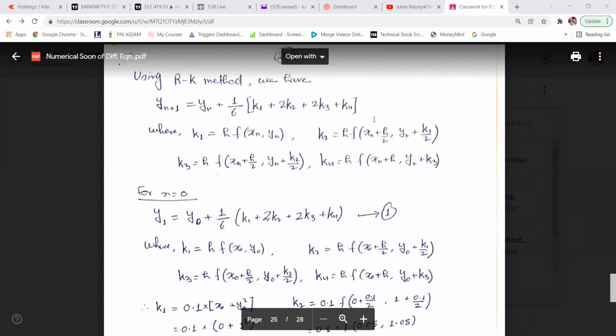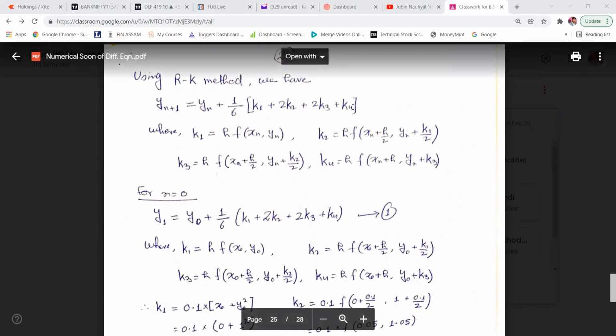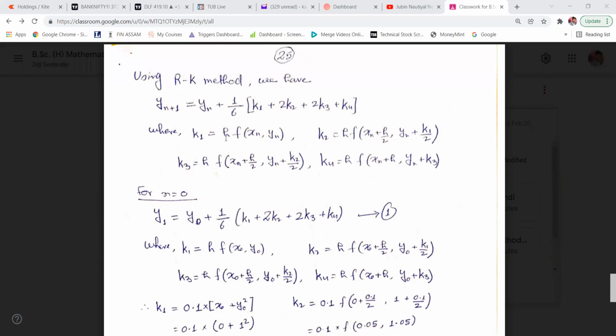This is the general expression for the RK method of fourth order. y(n+1) is equal to yn plus 1 upon 6 into k1 plus 2 k2 plus 2 k3 plus k4. K1 is h into f of xn, yn, and k2 will be h into f of xn plus h by 2, yn plus k1 by 2. And k3 will be h into f of xn plus h by 2, yn plus k2 by 2. And k4 will be h into f of xn plus h, yn plus k3.